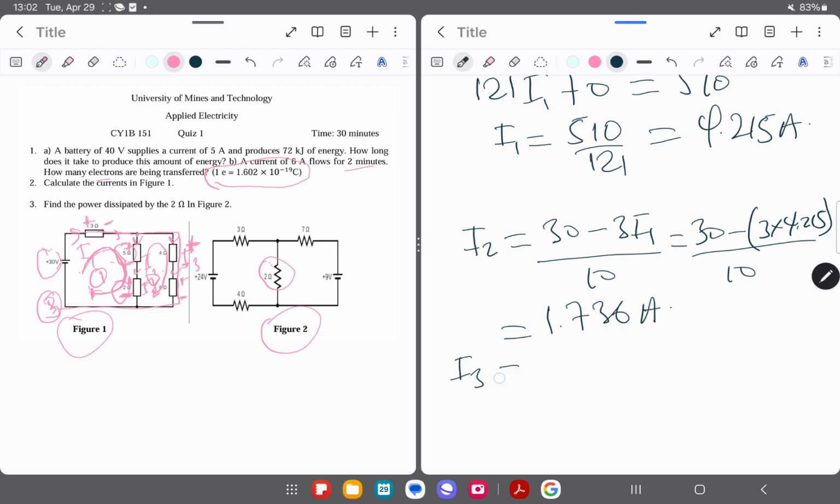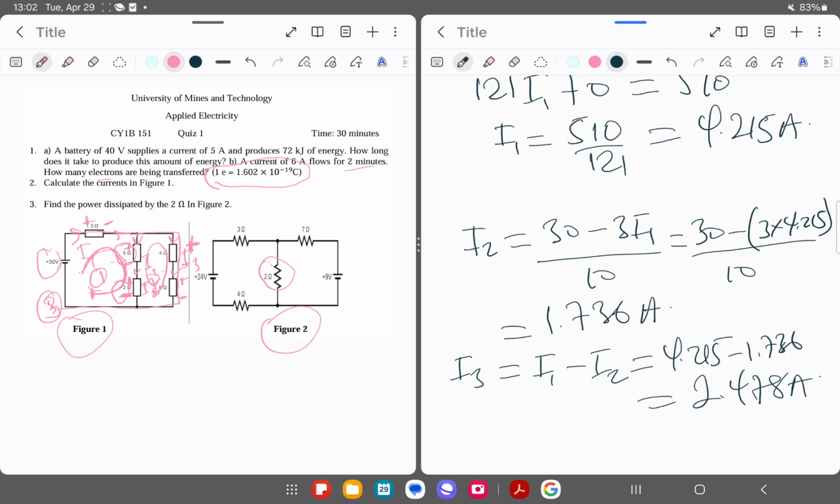Okay, now we get I3. We know I3 is going to be I1 minus I2, so I have 4.215 minus 1.736. So that will give me 2.478 amps. So we get this as our I1, I2, and then I3, right? So we get this as our answers.